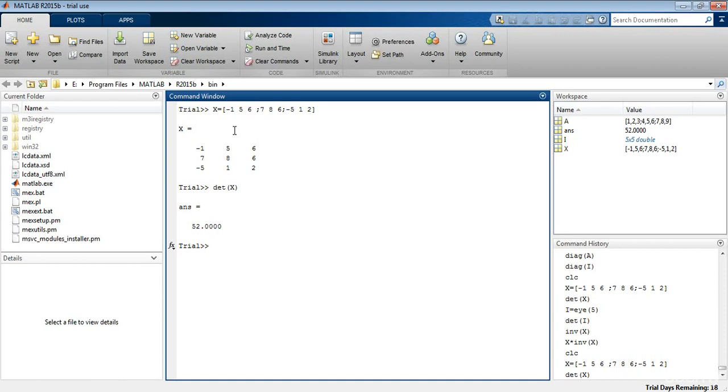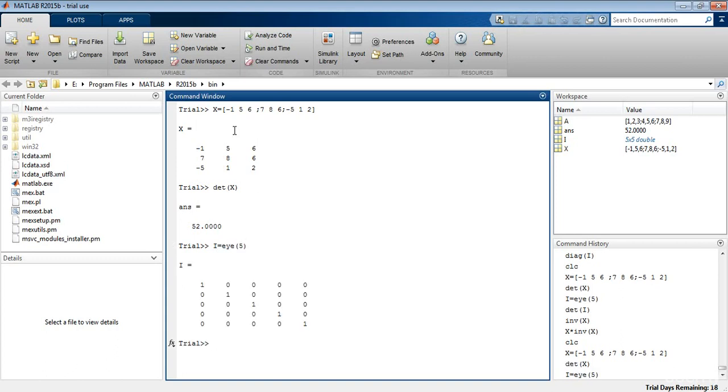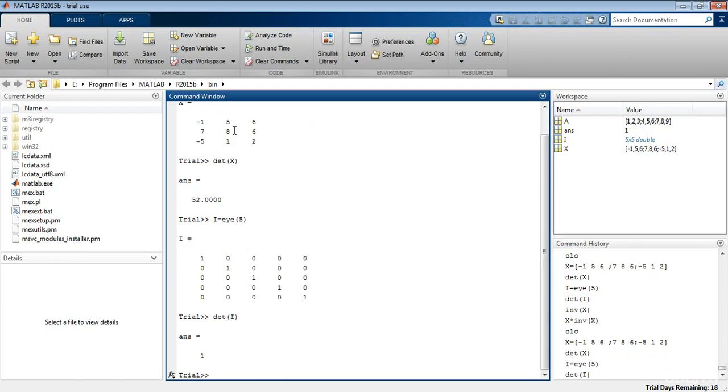Note that the determinant only works on a square matrix, and for a non-square matrix it is undefined. And note that the determinant of an identity matrix is always 1, for example, det of I. This determinant is equal to the multiplication of all diagonal elements.